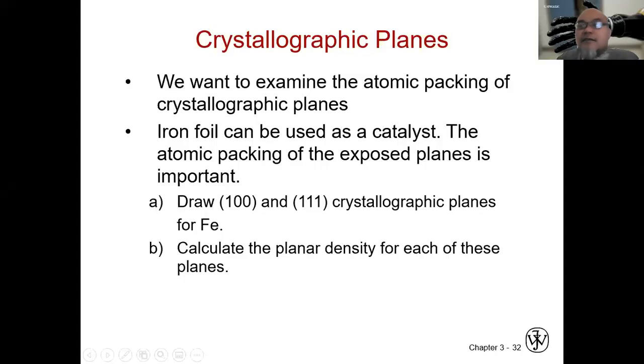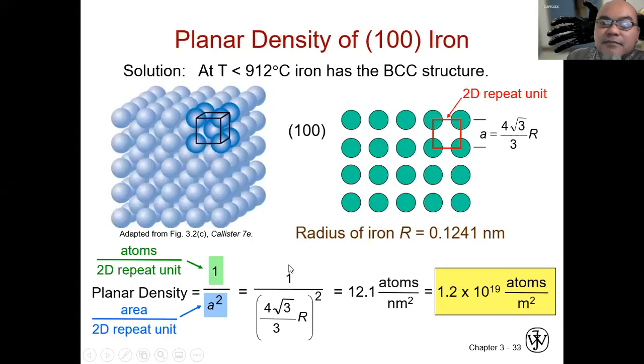You're welcome. Let's take an example of calculating planar density in a crystalline solid. In iron, in the 100 and 111 planes, calculate the planar density for each of these planes. For example, below 912 degrees Celsius, iron has a BCC structure.